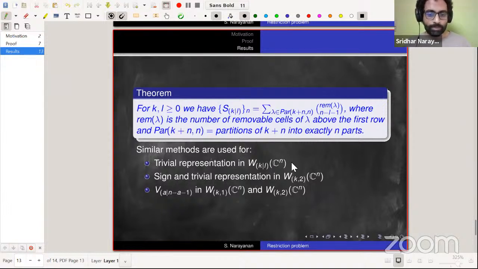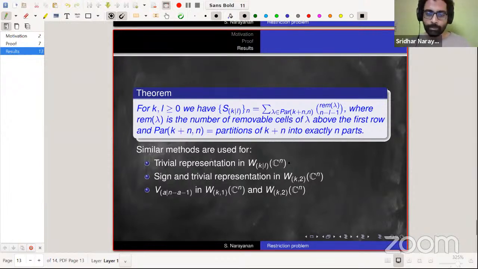We can get the trivial representation in hook shapes, similar to how we got the sign representation in hook shapes. And we can get the sign and trivial representations in two-row shapes, so two-row irreducibles of GLN restricted to SL. In fact, we can get the multiplicity of all hook-shaped irreducibles of Sn in two-row shapes of GLN, where the second row has size 2.